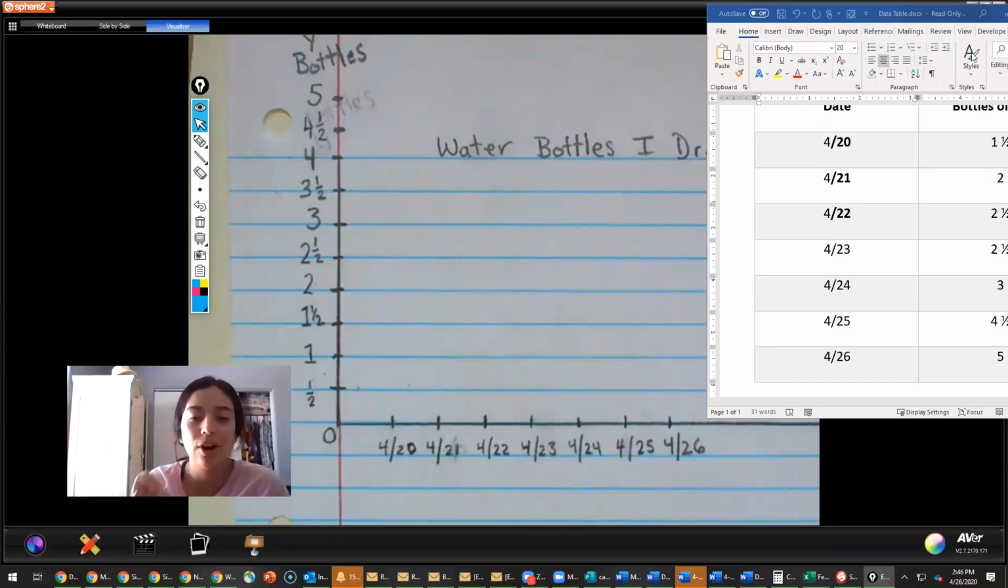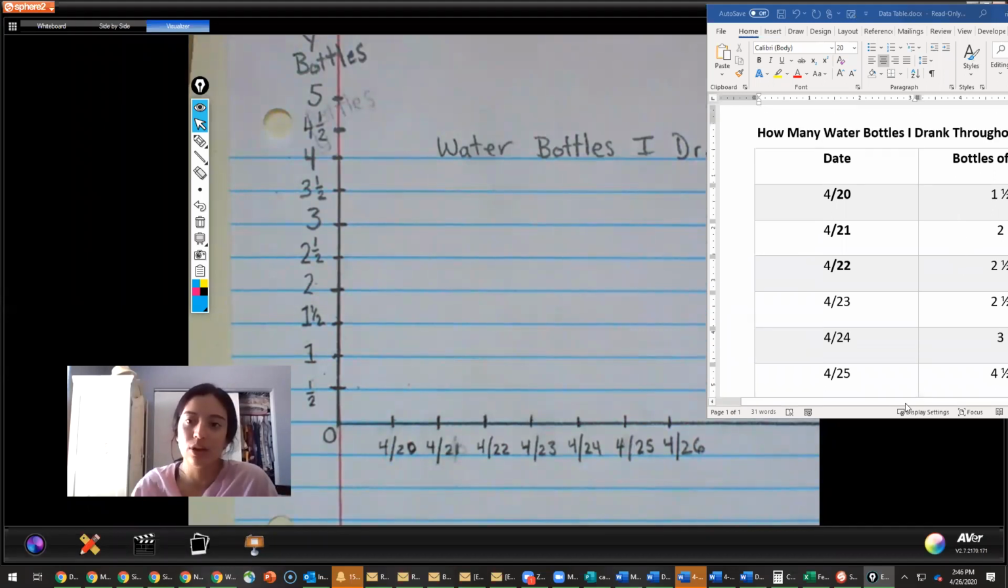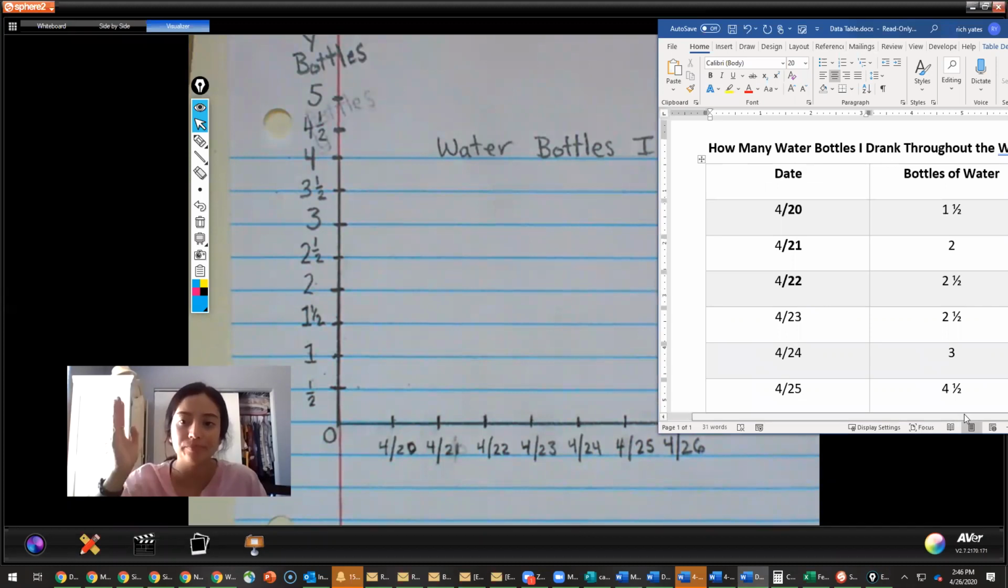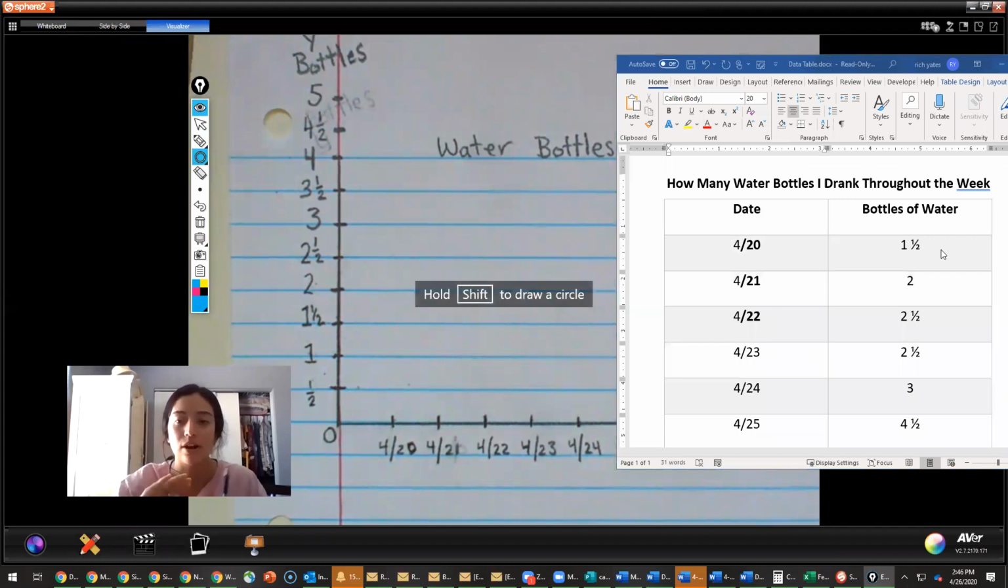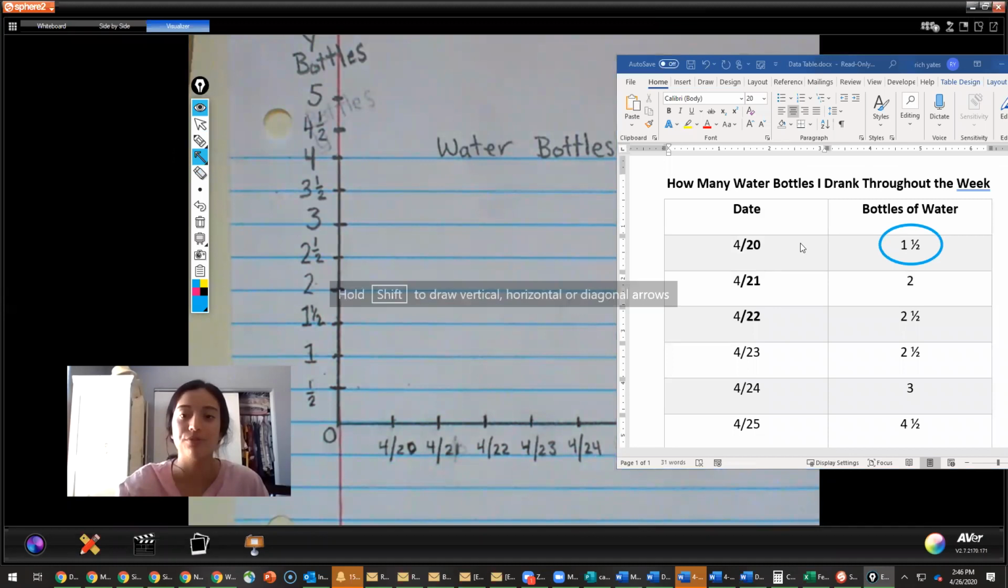Okay, so for plotting our values on our line graph, we are going to be taking the numbers of bottles of water that I drank, so the 1.5, the 2, and the 2.5, and so on. So we're going to start by looking at the date 4/20. That was the first day that I went on a hike.